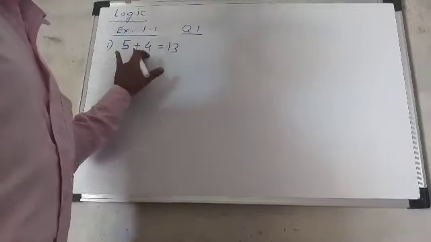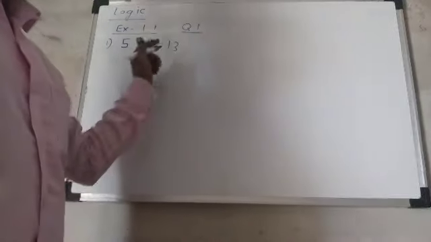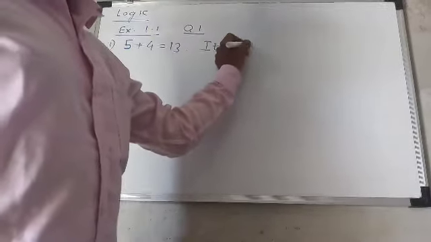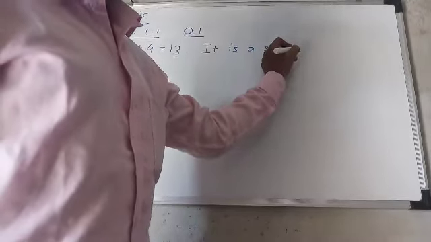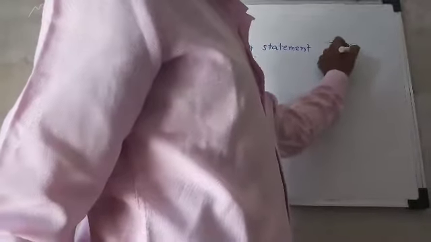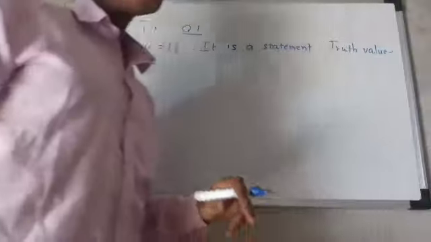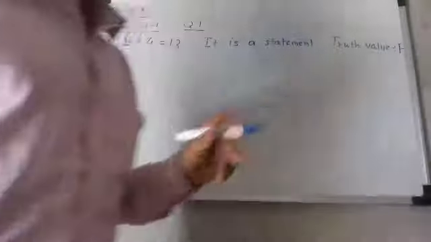Here 5 plus 4 is equal to 13. It is a statement. Truth value. What about its truth value? 5 plus 4 is 9. That means its truth value is false.